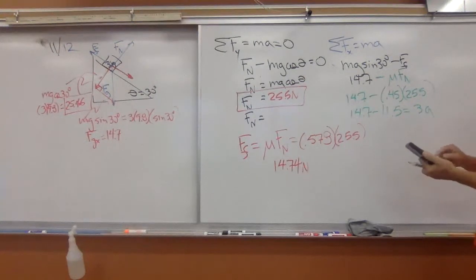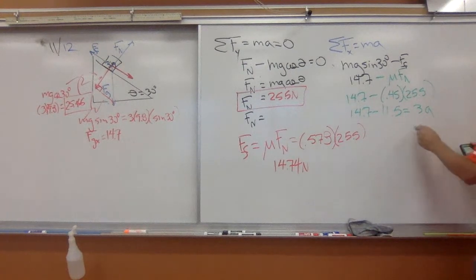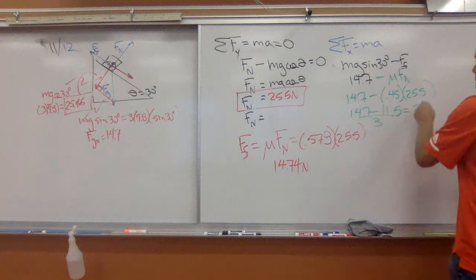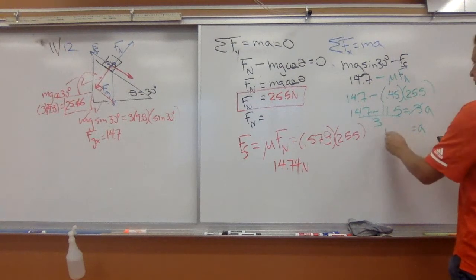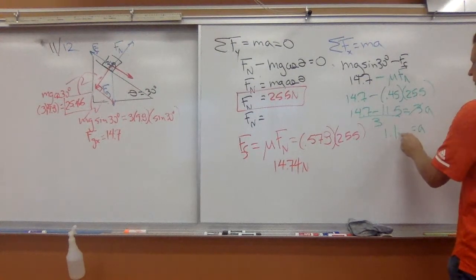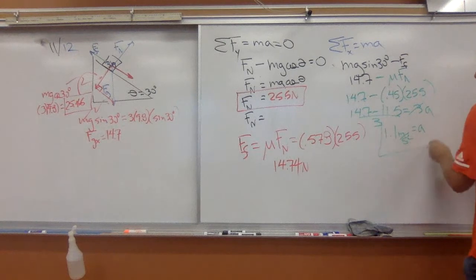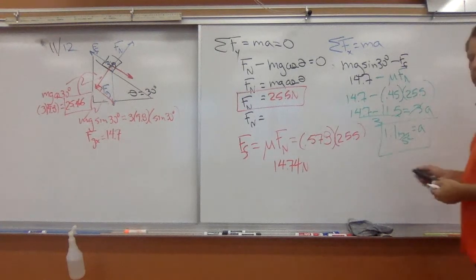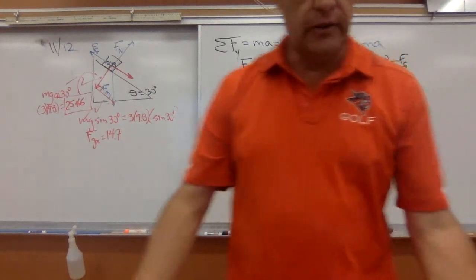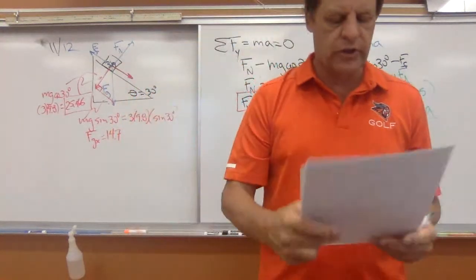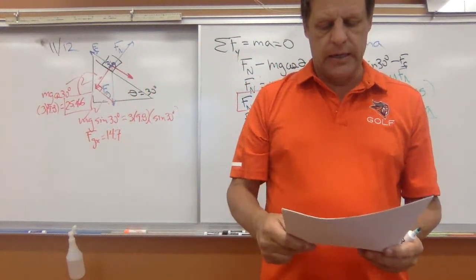So we subtract that, we're going to get 3.25, and then we're going to divide by 3, and we're going to have an acceleration. Our acceleration is going to equal 1.1 meters per second squared. And now that is the acceleration down the ramp.